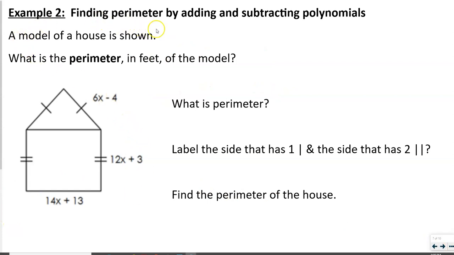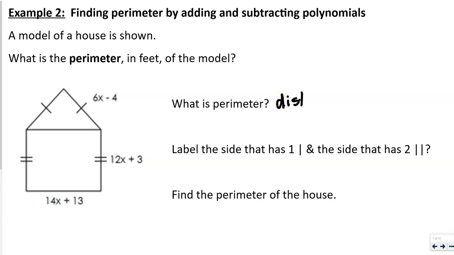So for example 2, it says find the perimeter by adding and subtracting polynomials. It says a model of a house is shown. What is the perimeter in feet of the model? So basically all of these equations are feet. It says what is the perimeter? So first I want to talk about what is perimeter. Isn't it the distance around the outside of an object? So that's what I want you to write here.